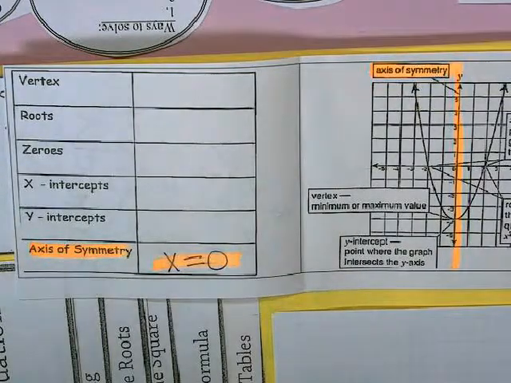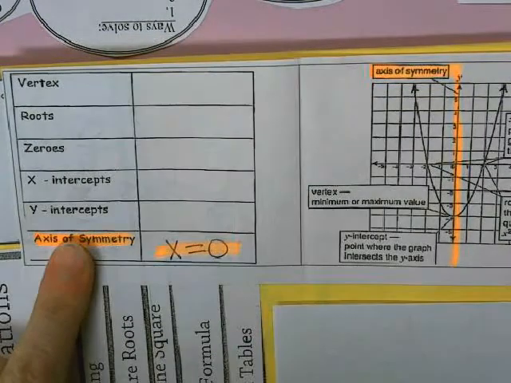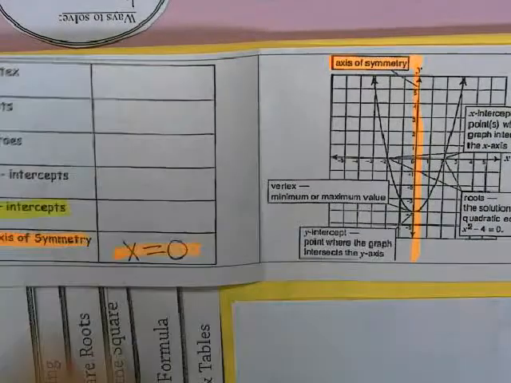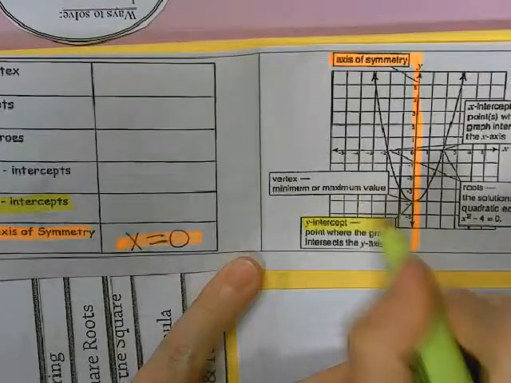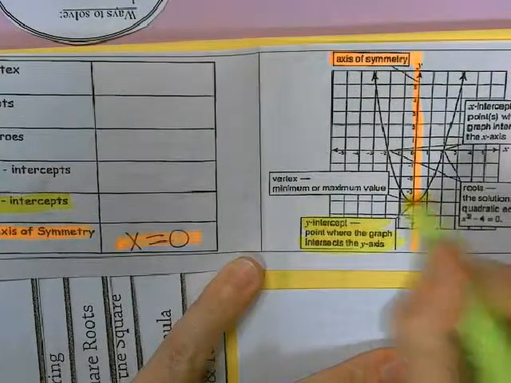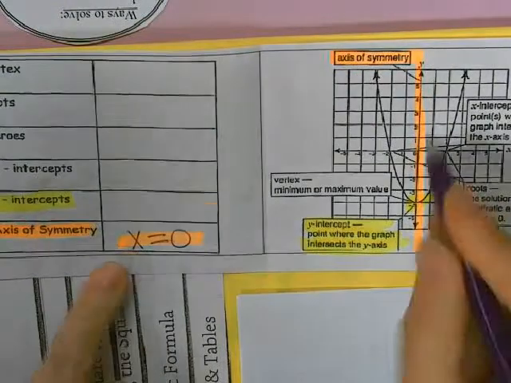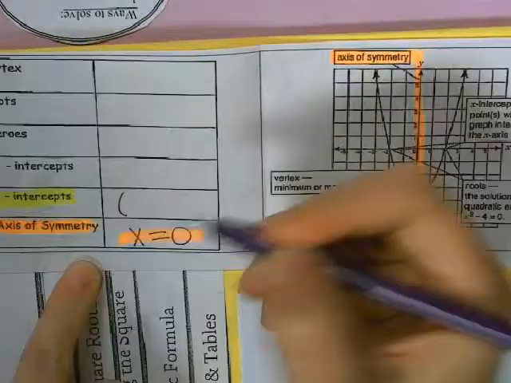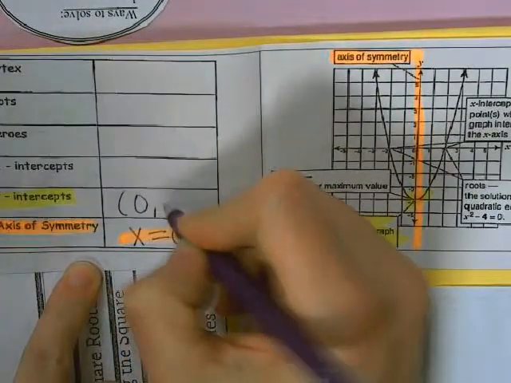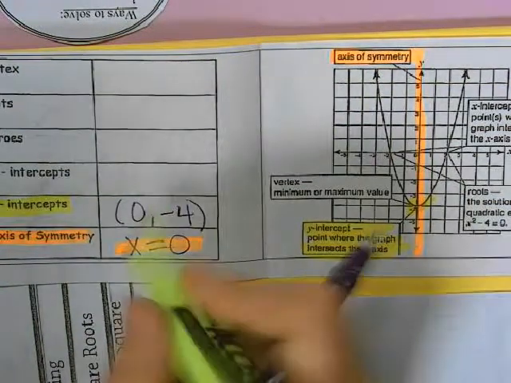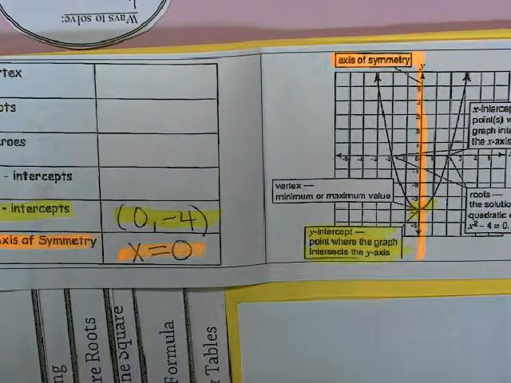Alright, let's just go up the list here. Let's talk about y-intercepts. Y-intercepts are where the graph crosses the y-axis, and in this graph it's at the very bottom, right there on that axis of symmetry. That's going to be at -4, so we say (0, -4). That's what a y-intercept is. It's where it touches that y-axis.